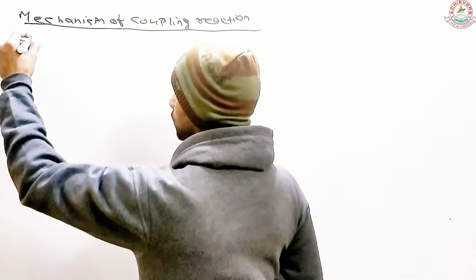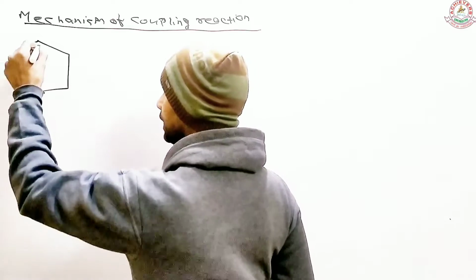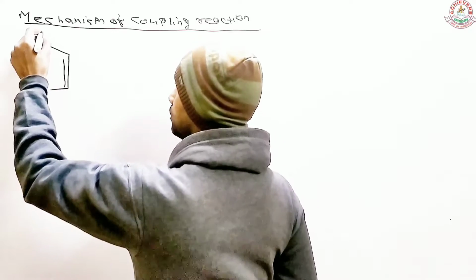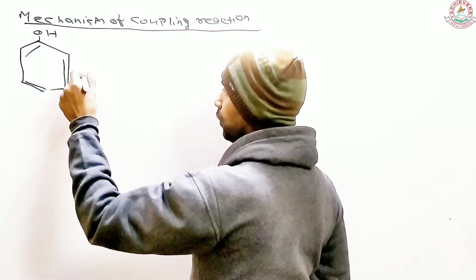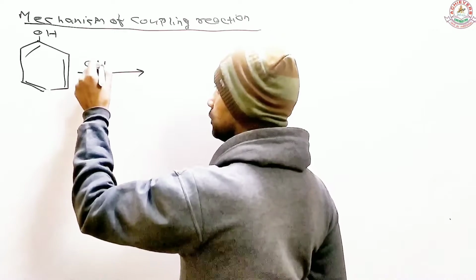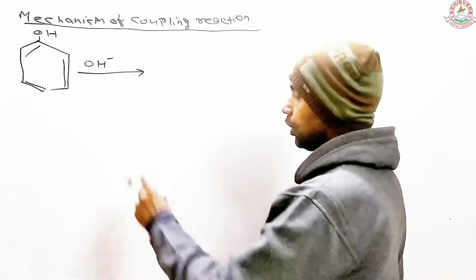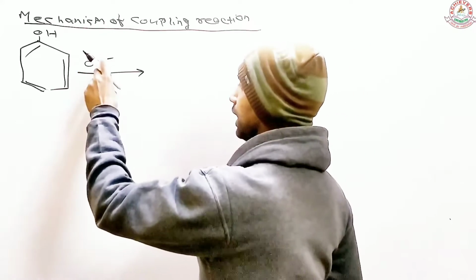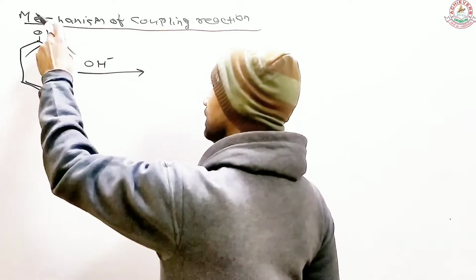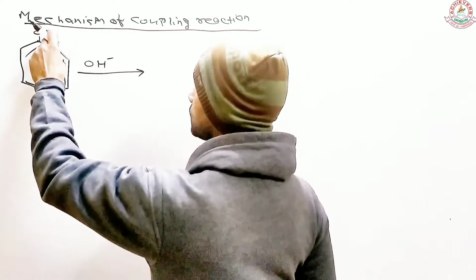The reaction starts with the phenol, so just pay attention. This is really interesting and at the same time very important. Phenol reacts with the basic medium, and basic medium means there is plenty of hydroxide ion. This hydroxide ion is basic, and this hydrogen is acidic. So this OH will result in removal of this hydrogen from right here.